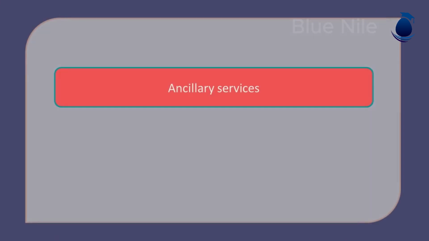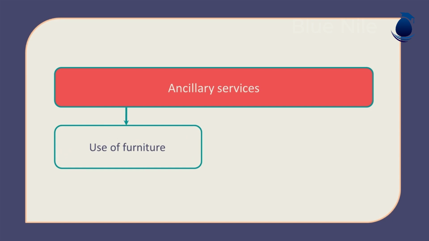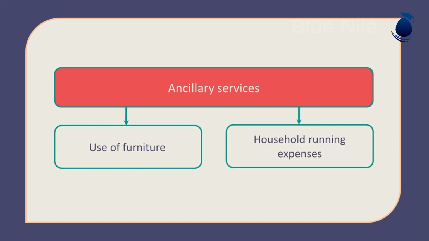The final part of the calculation is to look at any ancillary services provided by the employer. So this is additional items or costs covered by the employer as well as merely providing the property for the employee to live in. There are 2 elements here to calculate if appropriate. The use of furniture, if paid for by the employer, and household running expenses.